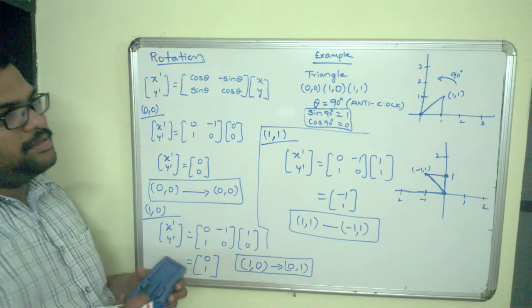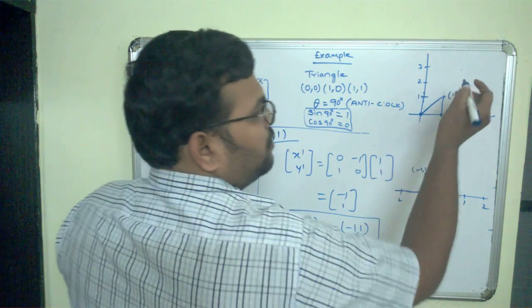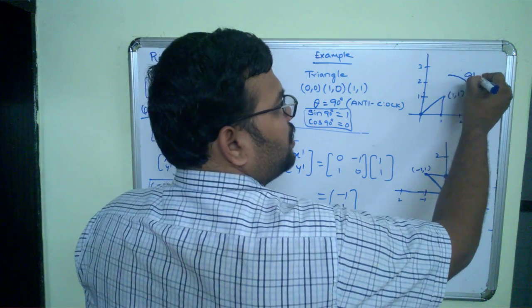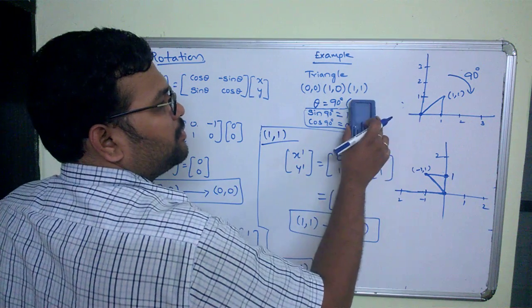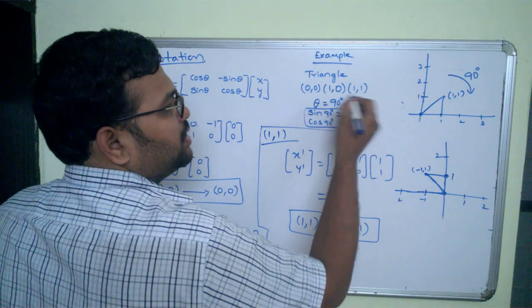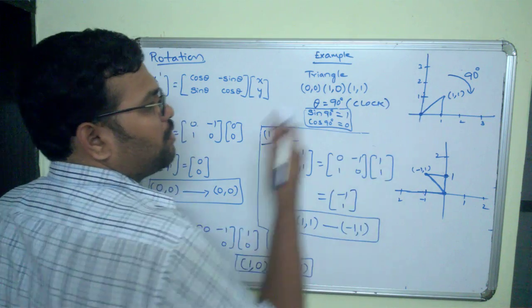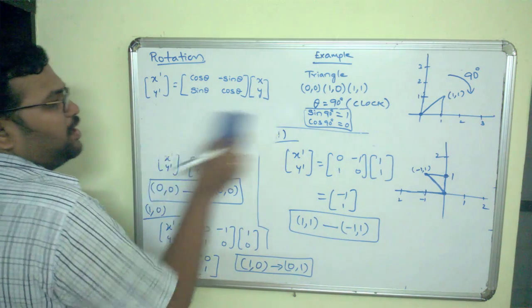Now let us move to the second case. Now we are rotating in clockwise direction by 90 degrees. The same problem, the same coordinates, but we are now rotating in clockwise direction. Consider the formula.